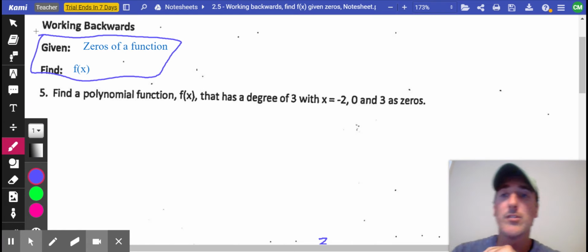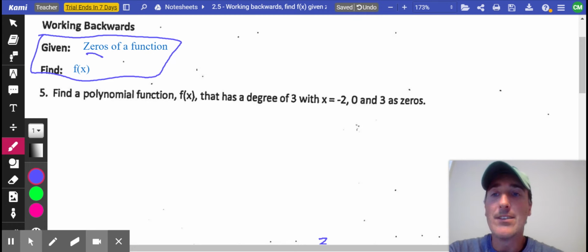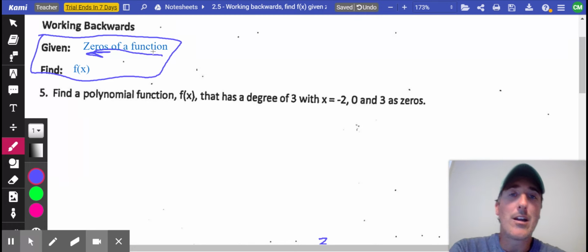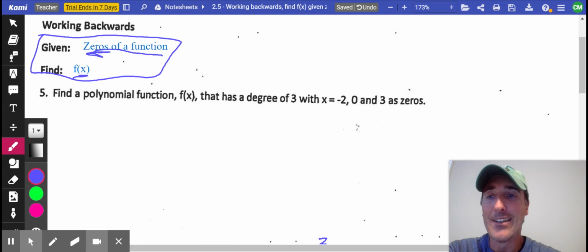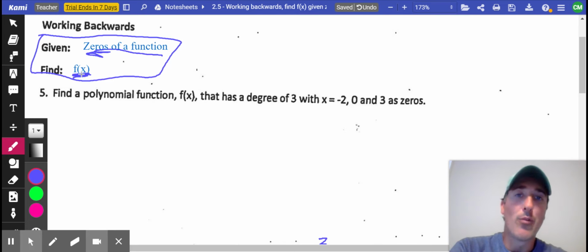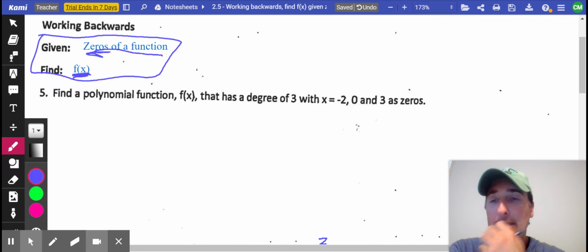Now we're going to switch it up. We're going to be given the zeros, but we're not going to be given f of x. We're going to use the zeros to get us f of x, and we're pretty much going to rely on the factor theorem. You're going to see how we're going to work backwards. So let's look at this.